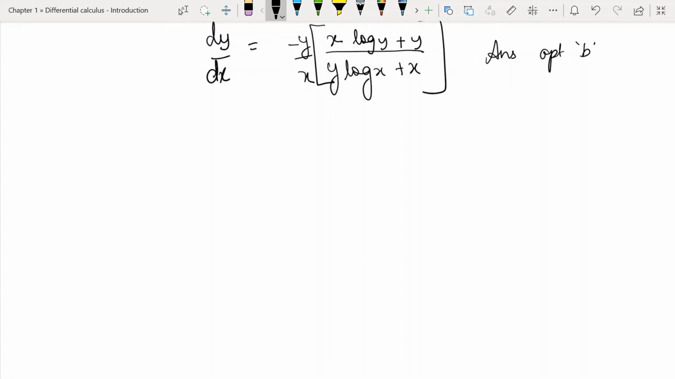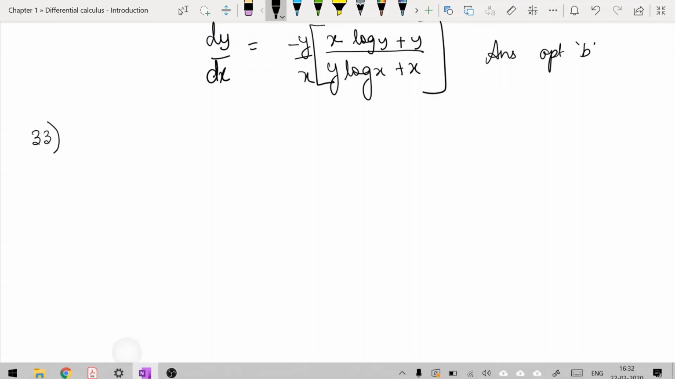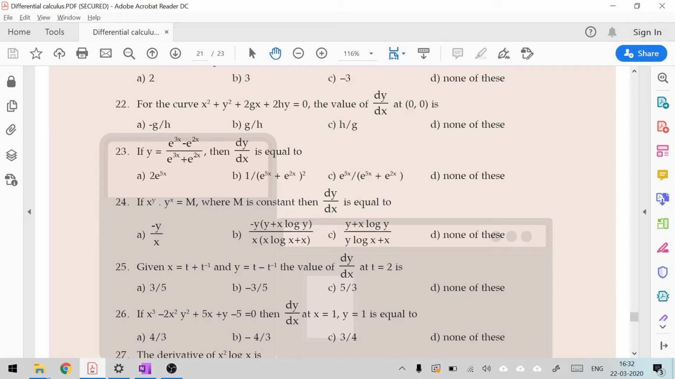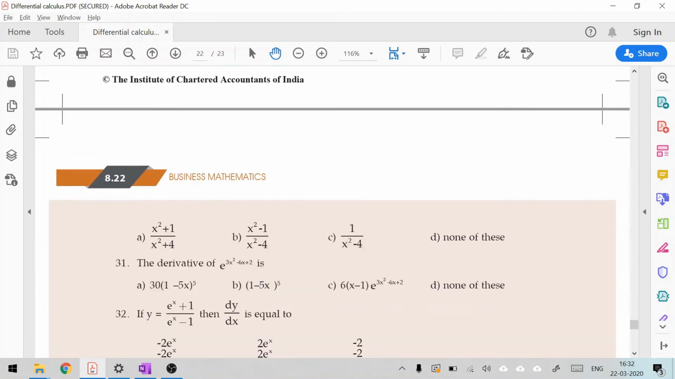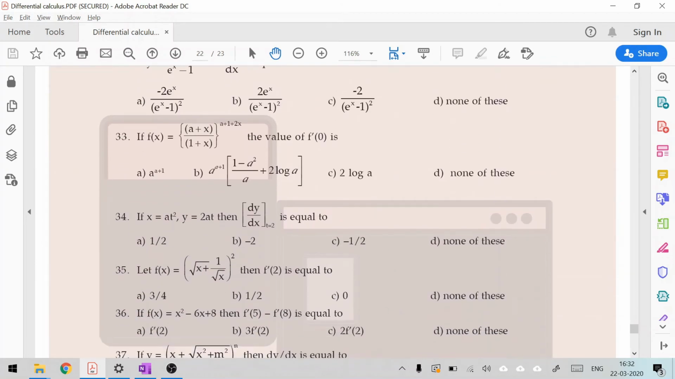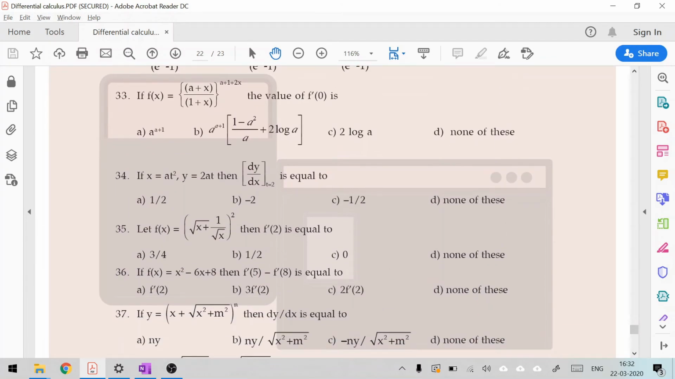Next, I'll give you 2 minutes for you to be able to browse through the questions and select any logarithmic differentiation question. Question number 33. Question number 33.